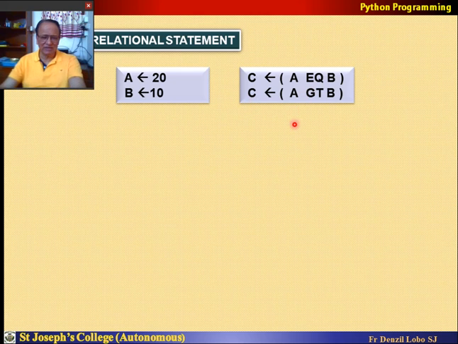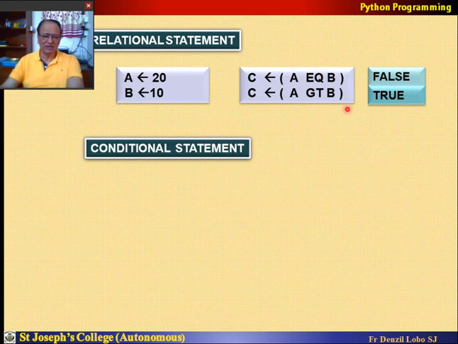So that is the relational statement. This one is false and this one is true. Whenever it is false, it is going to be 0. Whenever it is true, it is going to be 1. That is going to be the result of these relational statements.